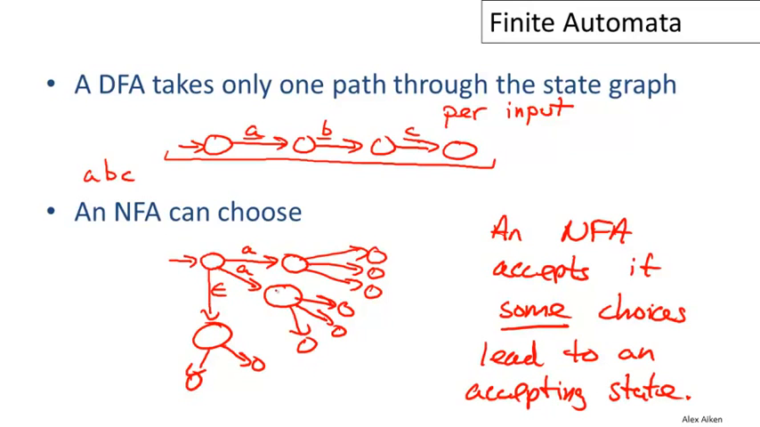So let's say, switching colors here, that this was an accepting state down here, and it took this path, then it would accept. And maybe all these other paths are rejecting paths. That doesn't matter. As long as there is one path, one set of choices the NFA could make to get it to an accepting state at the end of the input, then we say that that string is in the language of the NFA.